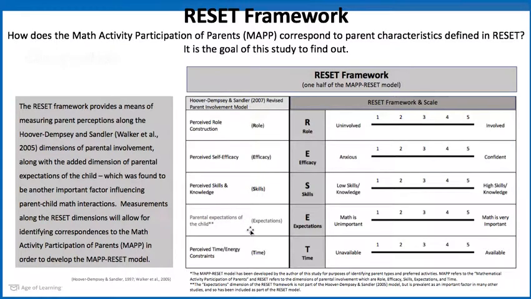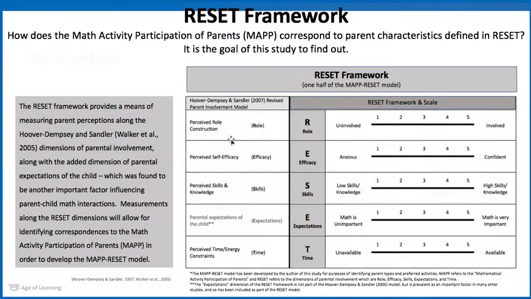And then the next one, which was not part of the Hoover-Dempsey model, but was an important part of the research, which was parent expectations of their child's performance in math. They could believe that math is unimportant and it's not important for their child to do well in math, or they could believe that it is very important for their child to do well in math, or somewhere in between. And lastly, the time and energy constraints. The parent could perceive that they are unavailable to interact with their child, or completely available.